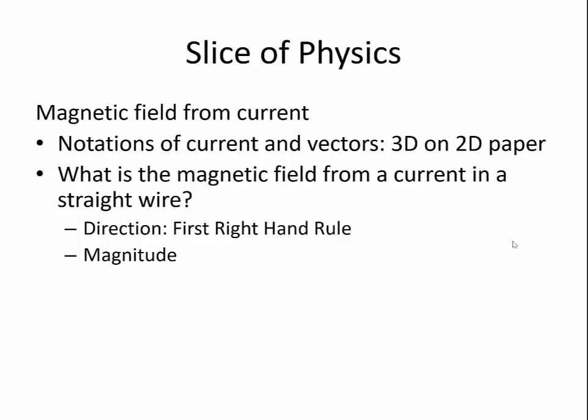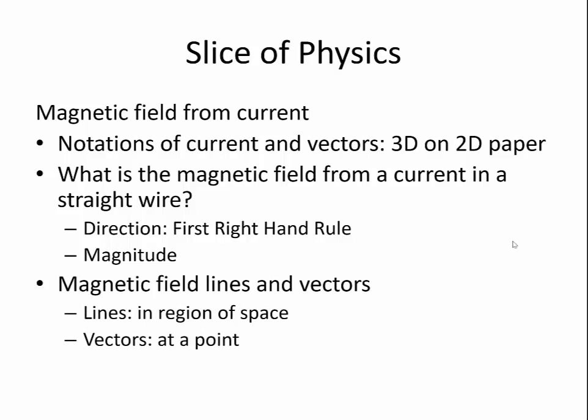First, we will tackle its direction, which gets us to the first right-hand rule. And then we'll talk about the magnitude, which is simply an equation. And then lastly, we will wrap up with talking about how we go from magnetic field lines in a region of space to a magnetic field vector at a point, just like we did for electric fields a few weeks earlier. All right, so let's take some examples.